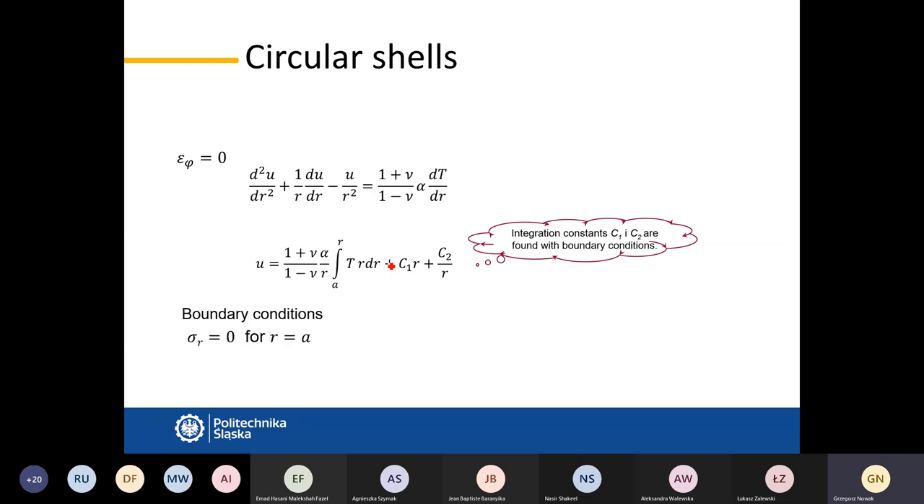So the boundary conditions are for the internal diameter: if there is no action from inside, so no pressure, no force applied, radial stress will be zero there for R equal to A, so at the internal surface of the shell. This same story will be for the external radius, so the external surface, if there is also nothing applied.